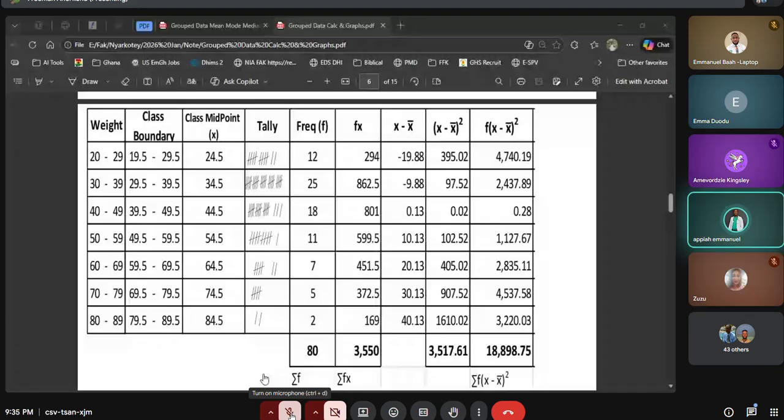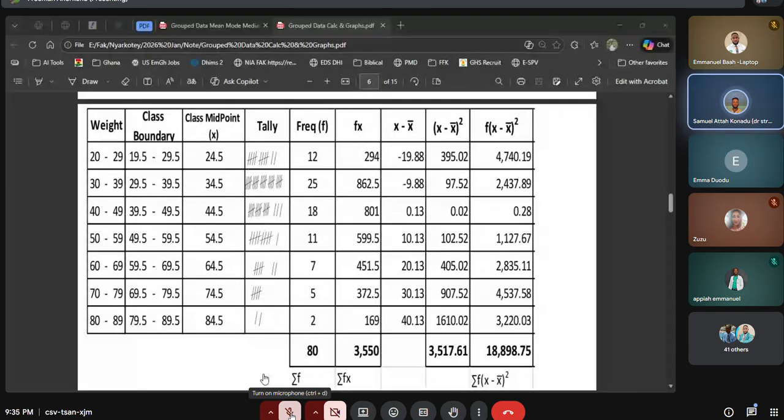Yeah, so the f of x values are okay. It's correct. It's exactly correct.